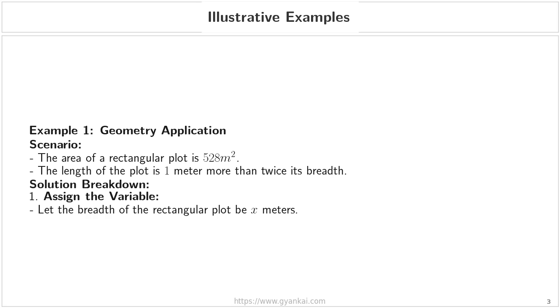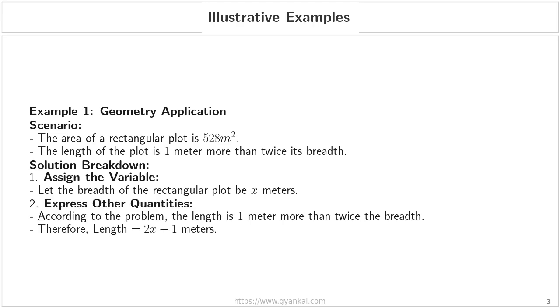Step 1, assigning the variable. To begin, we need to identify our unknown. Since the length is described in relation to the breadth, it makes sense to let our variable, x, represent the breadth of the rectangular plot in meters. Step 2, expressing other quantities. Now, we look at that relationship I mentioned earlier. The problem states the length is 1 meter more than twice the breadth. Since we have defined the breadth as x, we can mathematically translate twice the breadth as 2x and 1 meter more as adding 1. Therefore, our length is expressed as 2x plus 1 meters.